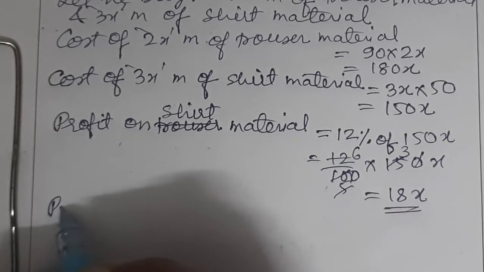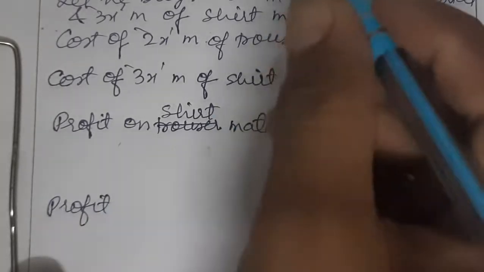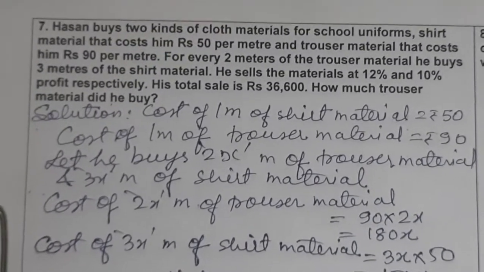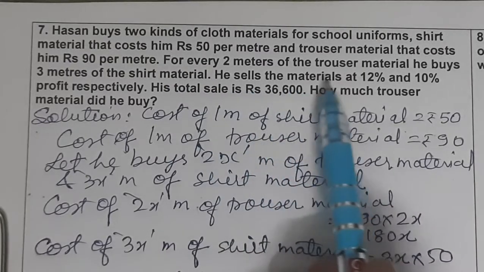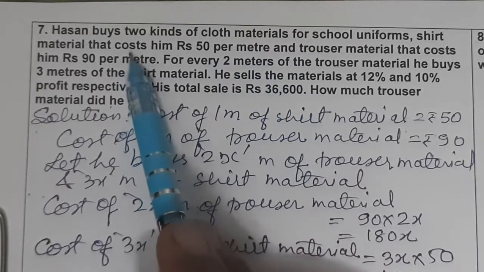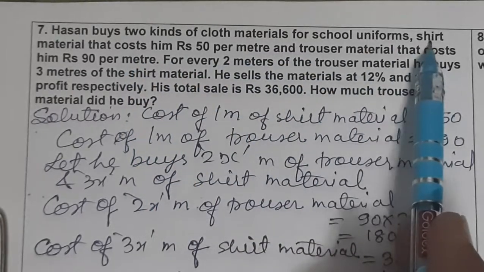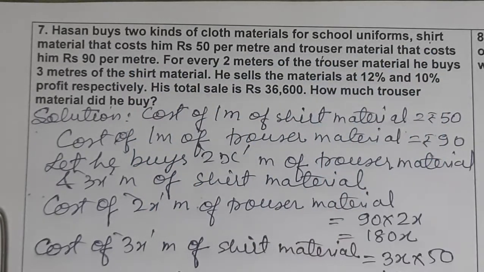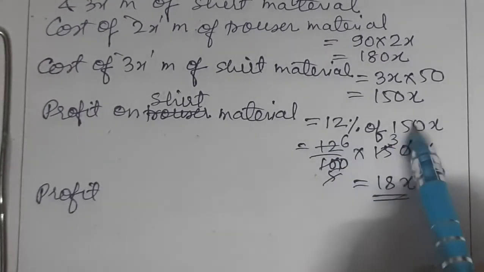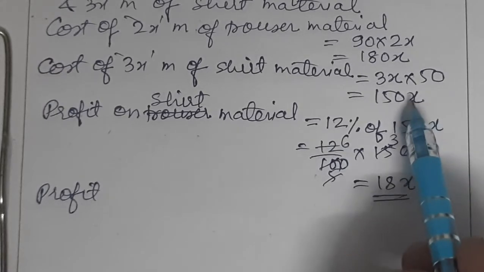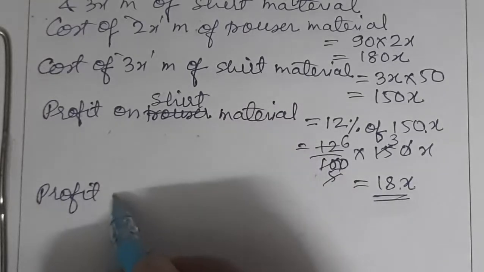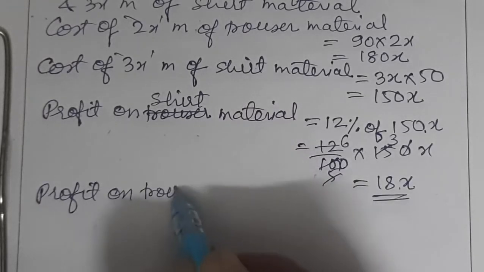Now let's find profit on trouser material. See here it is given, see the question again, children. He sells the material at 12% and 10% profit. So first he purchased shirt and second he purchased trouser. So shirt we have found. So profit on shirt material is 12% of 150x, the cost price of shirt material, total cost. So 18x.